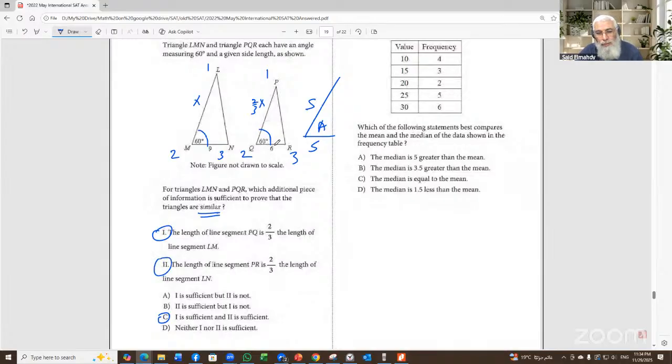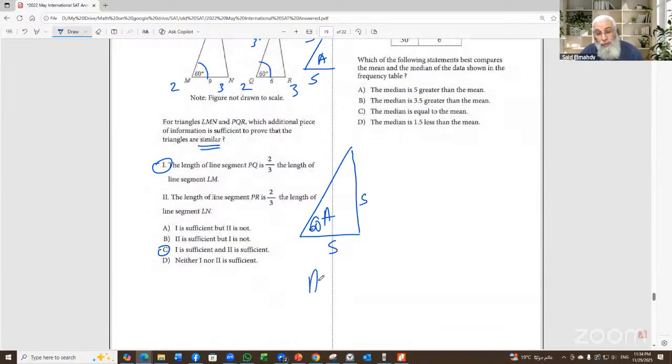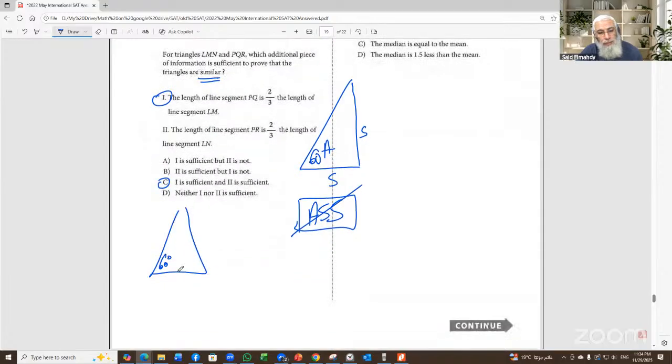Because this would be angle side side. No, only 1 is sufficient, because the other option has a 60 degree angle and this is a side. So this is angle side side. Angle side side does not give congruent or similar triangles. But the first option is angle, and this is side and side.